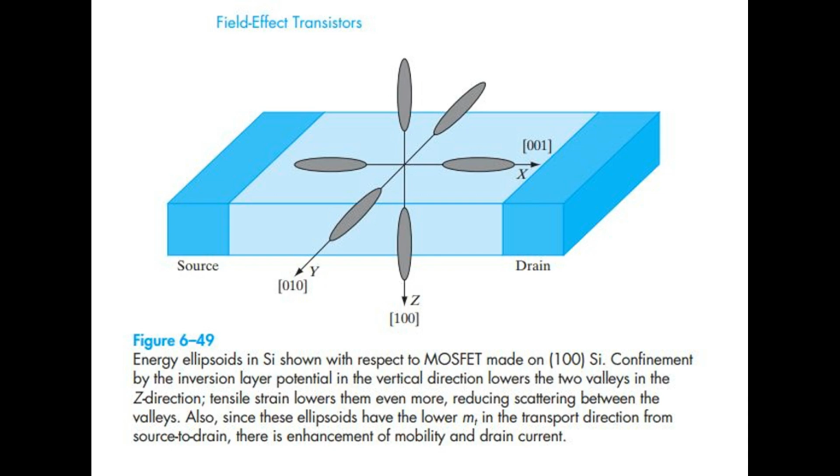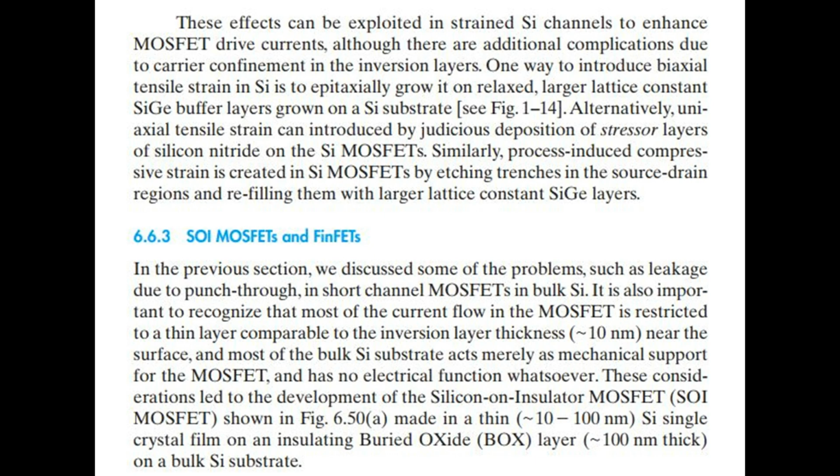Figure 6.49. Energy ellipsoids in silicon shown with respect to a metal oxide semiconductor field effect transistor made on silicon. Confinement by the inversion layer potential in the vertical direction lowers the two valleys in the z direction, tensile strain lowers them even more, reducing scattering between the valleys. Also, since these ellipsoids have the lower m_t in the transport direction from source to drain, there is enhancement of mobility and drain current. These effects can be exploited in strained Si channels to enhance MOSFET drive currents, although there are additional complications due to carrier confinement in the inversion layers.